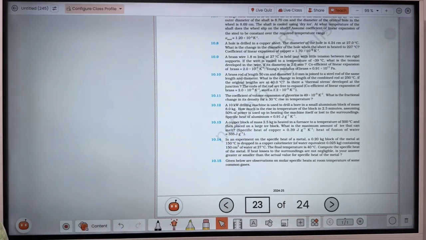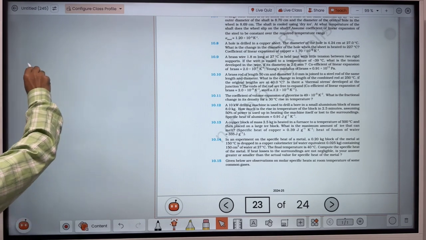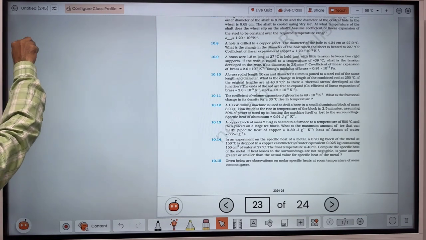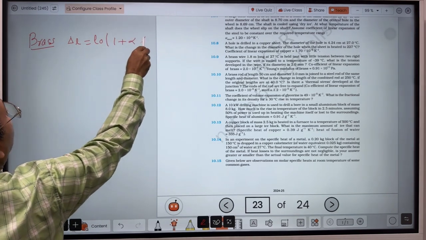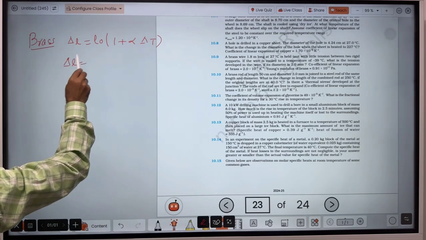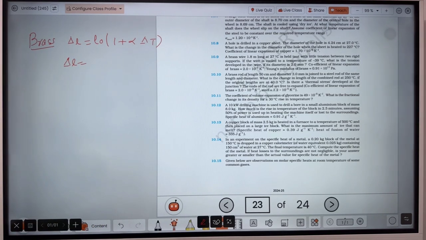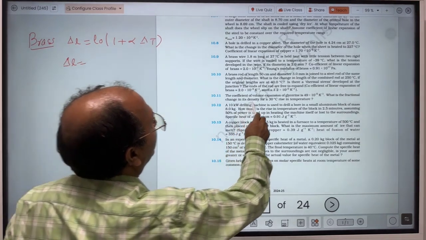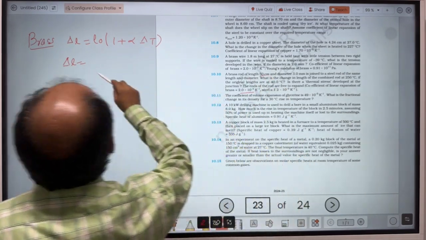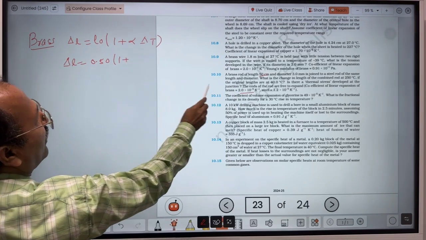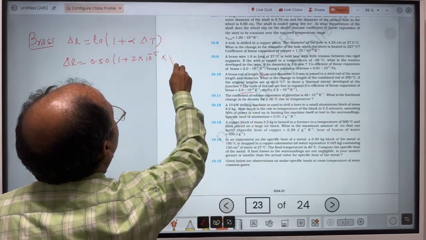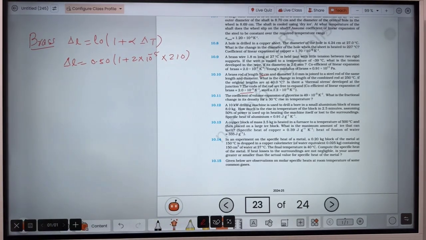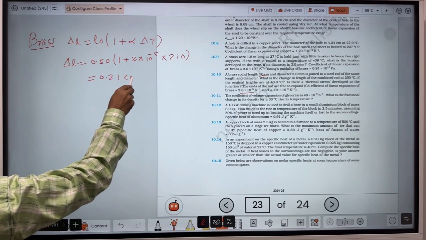So let's try. For brass, we can evaluate delta L, same formula, L0 times 1 plus alpha delta T, right? So delta L will be how much? L0 is given, its original length. Alpha is given this much and original length is 0.5. So 0.5 into 1 plus alpha, which is 2 into 10 to the power minus 5, into the temperature difference, which is 210, right? So delta L for brass can be calculated, and this will come out to be 0.21 centimeter, right?